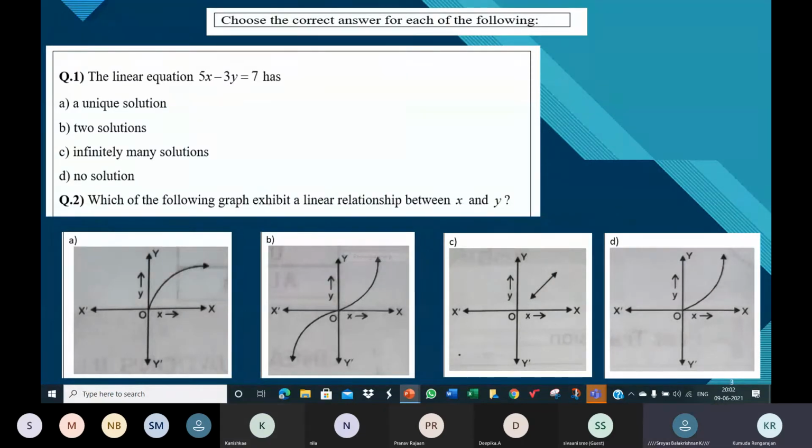Ma'am, option C. Yeah, option C. It looks tiny, it looks small, but it's a line. You can see the arrows on either end. The others are curves. They represent the graphs of a cubic equation and a quadratic equation. So we know that a linear relationship between x and y is a linear equation, which is represented by a straight line. So option C.